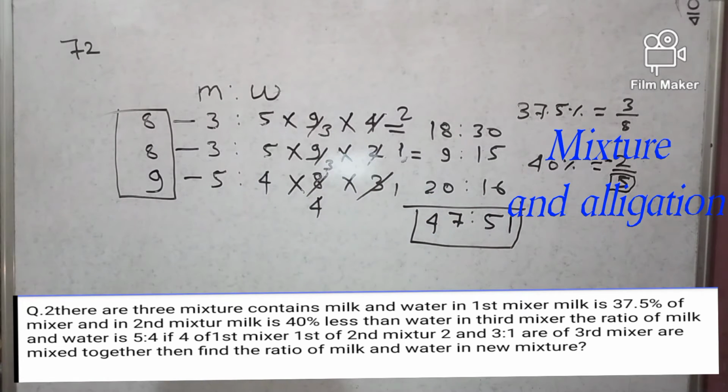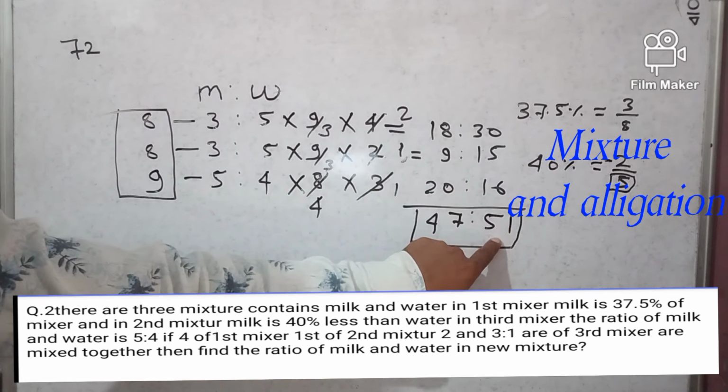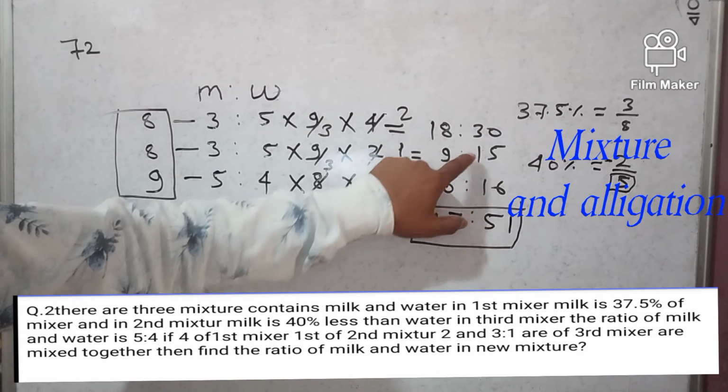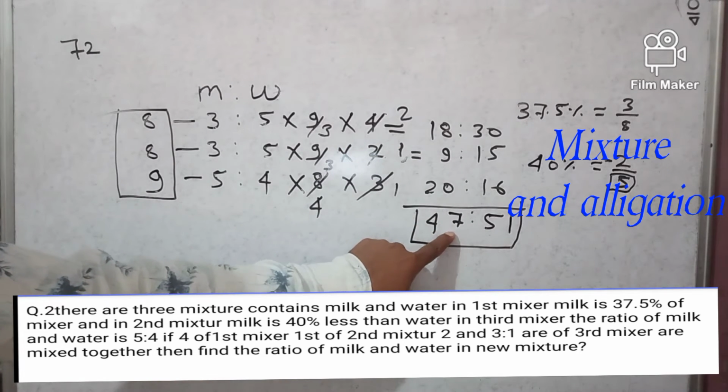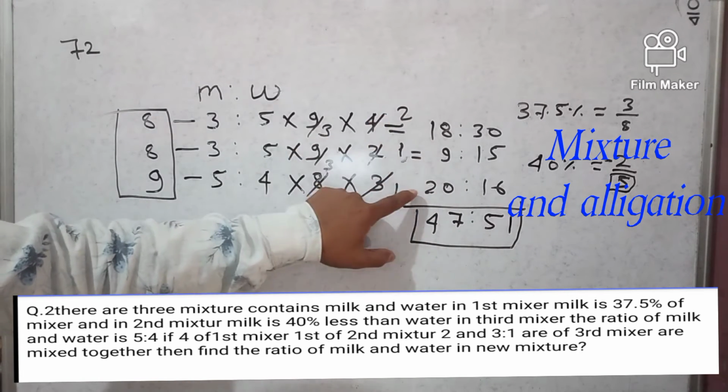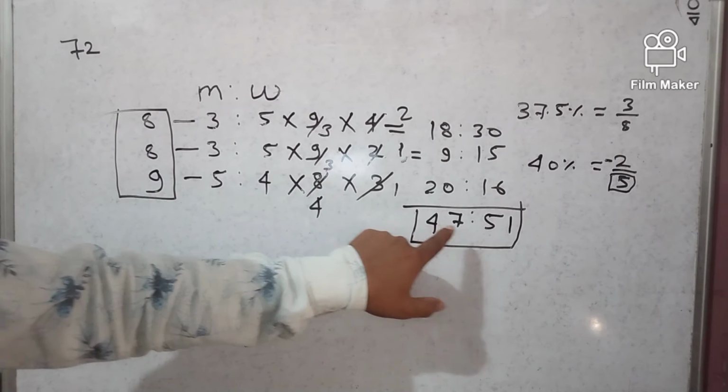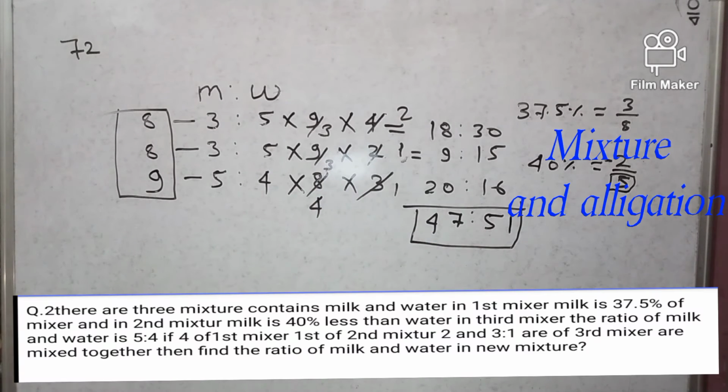Now add them. 5 plus 6 is 11, carry 1, 3 plus 1 is 4, 4 plus 1 is 5, so 51. 8 plus 9 is 17, 7 here and carry 1, 1 plus 1 is 2 and 2 plus 2 is 4. So 47 is to 51. So our answer is, finally the mixture is 47 is to 51.